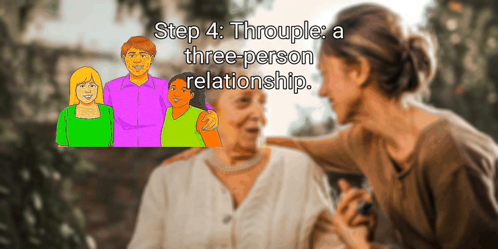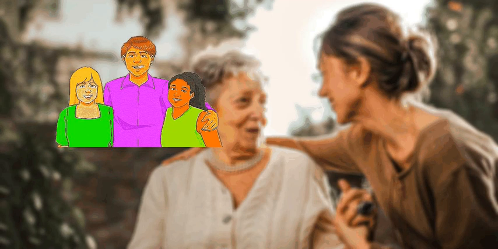Step 4. Throuple, a three-person relationship. In a throuple, all 3 partners are romantically or sexually involved with each other. This is different from a threesome or swinging, where a 2-person couple might have a third partner join them for a sexual encounter. A V is a 3-person relationship where one person is in a relationship with 2 people, but those 2 people are not in a relationship with each other. A quad is the 4-person equivalent of a throuple.